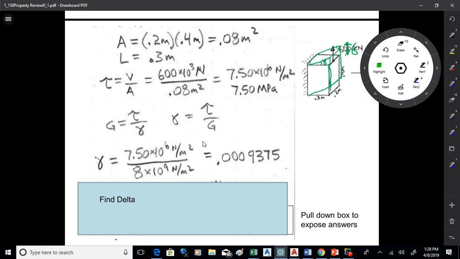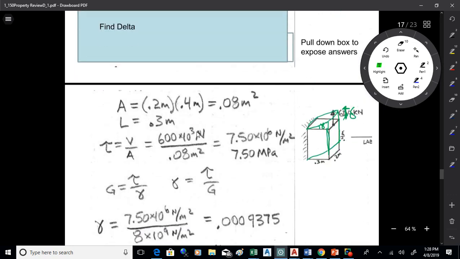Strain, there's no units, right? Yeah. Strain is like a proportion. So strain is unitless. It's just a proportion, is all it is. The delta to the length is what that is.